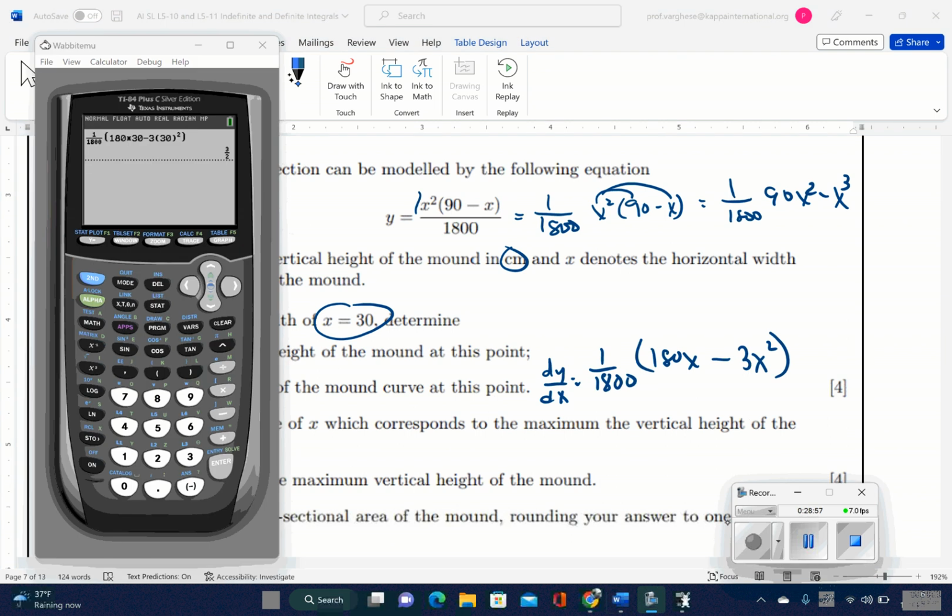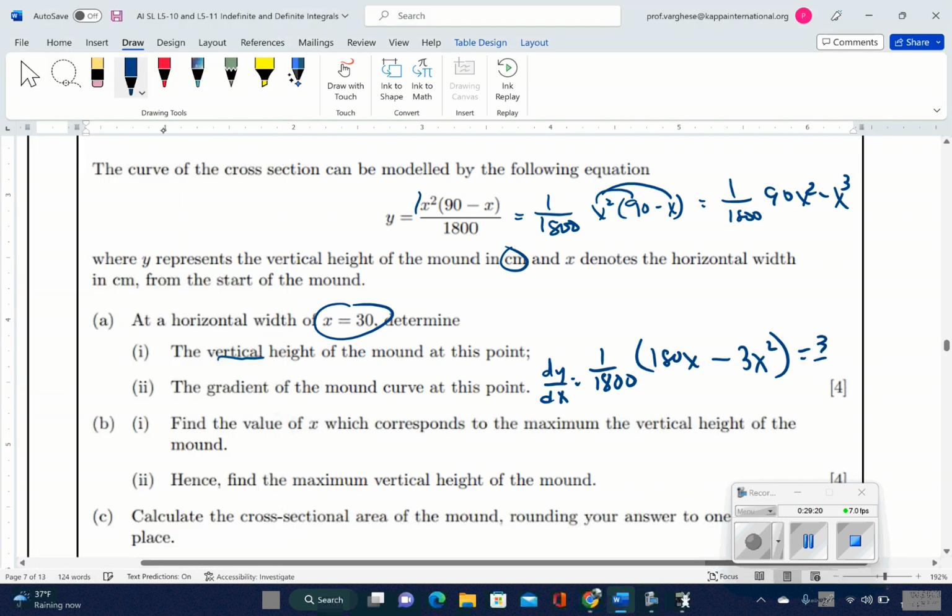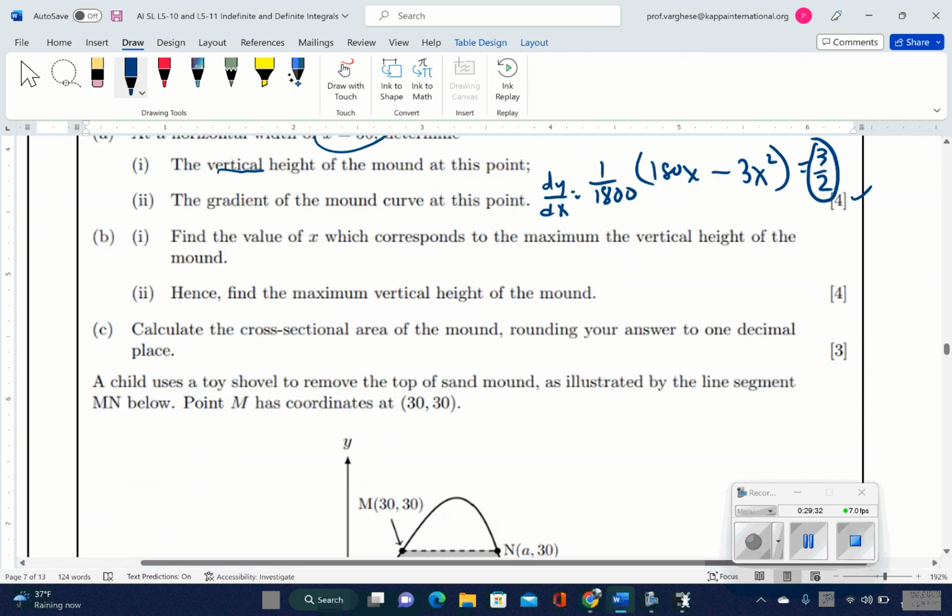All right, so I'm finding the gradient of the mound curve at this point, where x is equal to 30. I went ahead in my calculator and put 1 over 1800 times the parentheses, 180 times 30 minus 3 times, every time I see an x, I'm plugging the number 30 in, squared. When I do that, I get 3/2 as my answer for the gradient of the curve. So that is the answer to part 2. That is 3/2, and that would give us our full 4 points with both those parts.